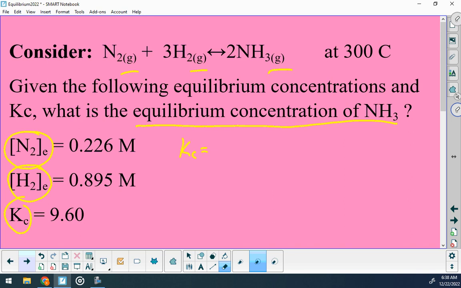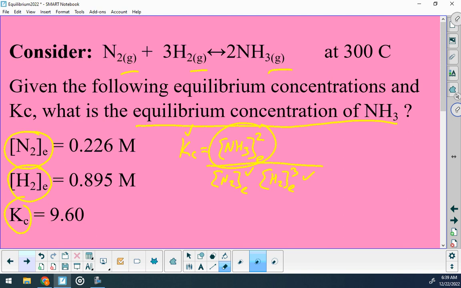So I start with my ammonia, square it. I'm going to use an equilibrium concentration, and I'm going to divide that by the concentration of my nitrogen at equilibrium times the concentration of my hydrogen at equilibrium, and that hydrogen at equilibrium is cubed. So we have this value, and we have these two values, and we want to find that value.